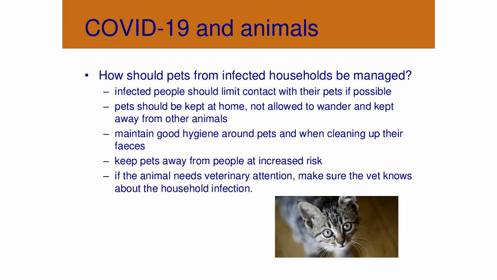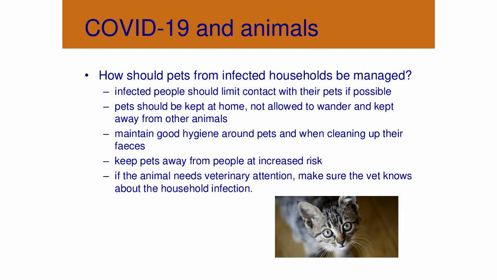So the study I referred to before demonstrated viral RNA, but not live virus, from the rectal swabs of experimentally infected cats, and to a lesser extent, dogs. Pets from infected households should be kept away from people who are at increased risk of severe disease, such as those with underlying medical conditions. And if the animal needs veterinary attention, make sure the vet knows about the household infection so that they can take appropriate precautions. But for households where there is no COVID-19 infection, it's really business as usual.